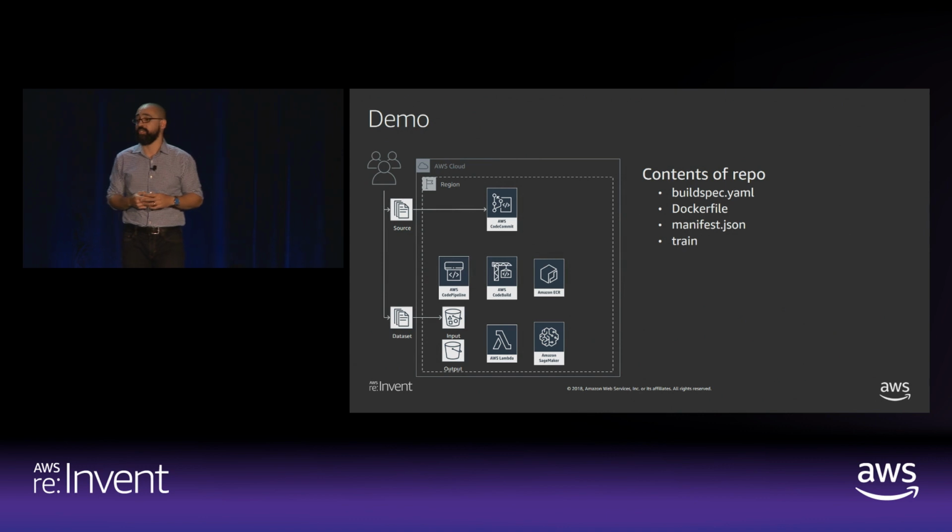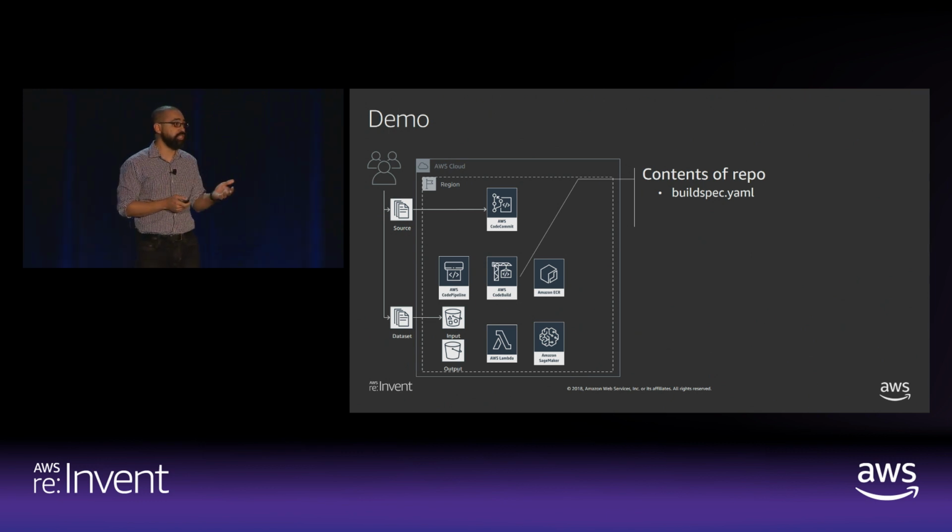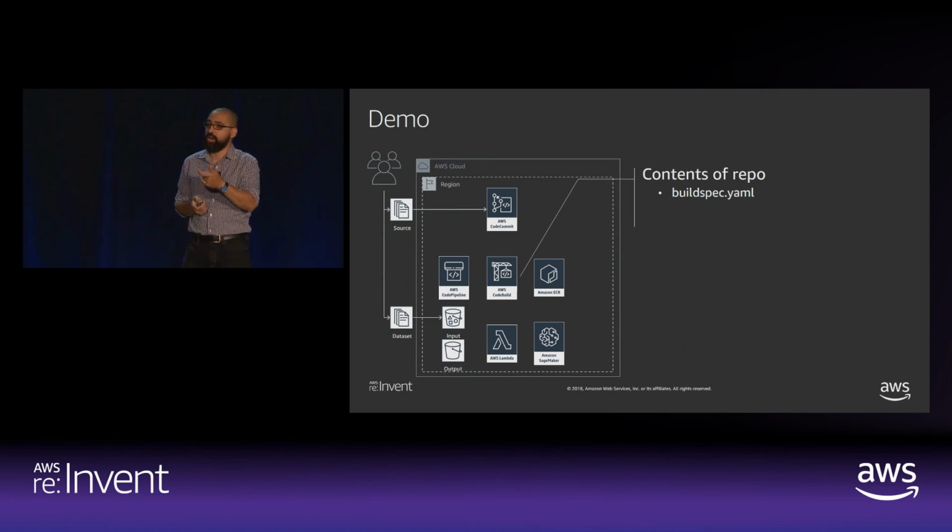And now let's talk about what's in that repo. So we've got a couple files in there. The first file of import in that repo is the buildspec.yaml file. This file is what governs how CodeBuild behaves. So when I wrote this file, I wrote 3 phases: a pre-build, a build, and a post-build phase.